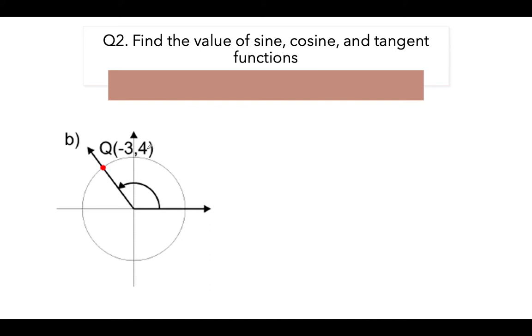Okay, another one. So this is a little bit different now. This is still in standard position, from the initial arm on the x-axis. But the point is in quadrant 2. So again, we're going to make a triangle.